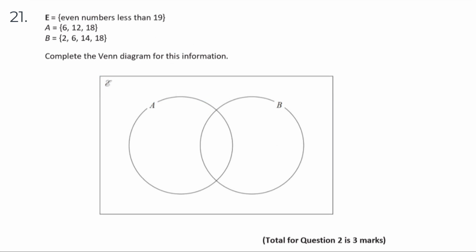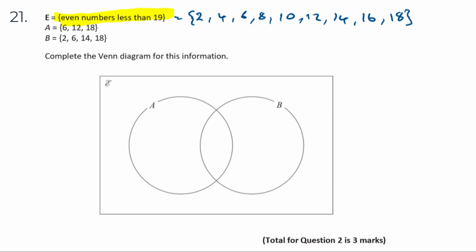We've got a Venn diagram here, and we're asked to complete the Venn diagram for this information. The information is up here. I've got E, the universal set. That's equal to even numbers less than 19. I'm just gonna list those out quickly. It won't take me very long. Even numbers less than 19. So that's 2, 4, 6, 8, 10, 12, 14, 16, and 18, isn't it? So that's that set there. They're all the values that are going to be on this diagram.